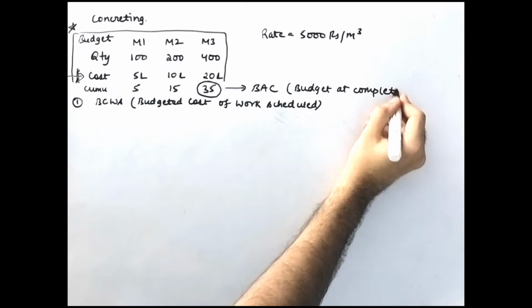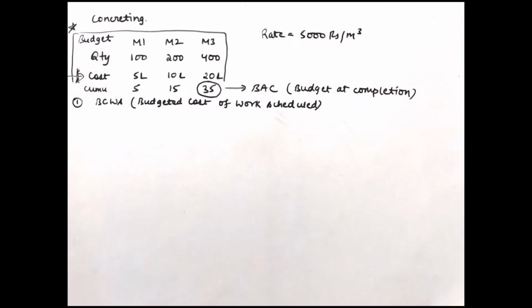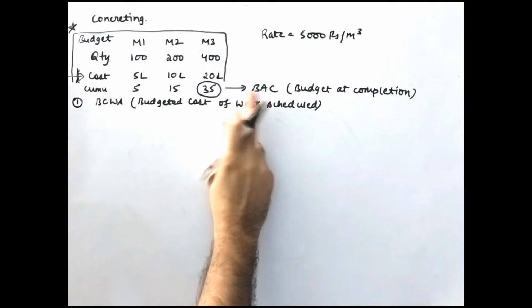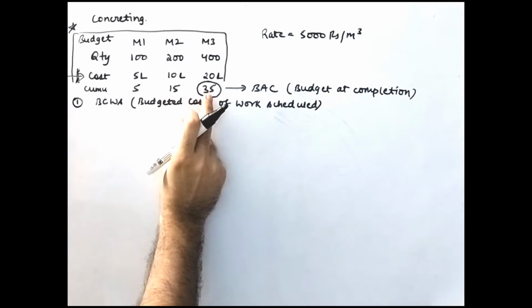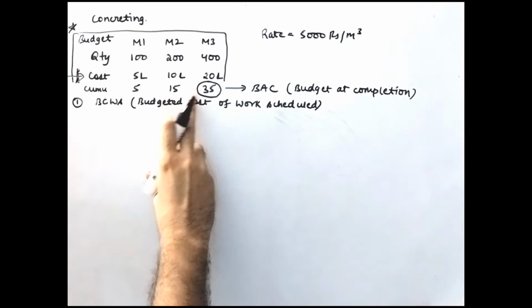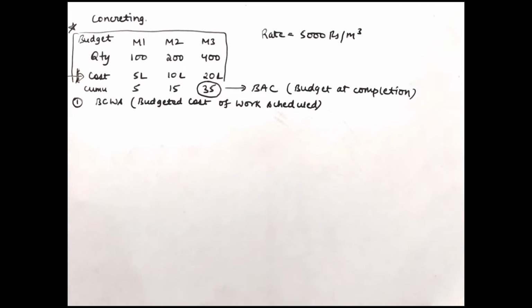What does this mean, budget at completion? That means for the concreting activity, when it gets completed, let us assume that it is getting completed at the third month. So in the third month, the cost that we have budgeted for the completion of the concreting activity is 35 lakh rupees.